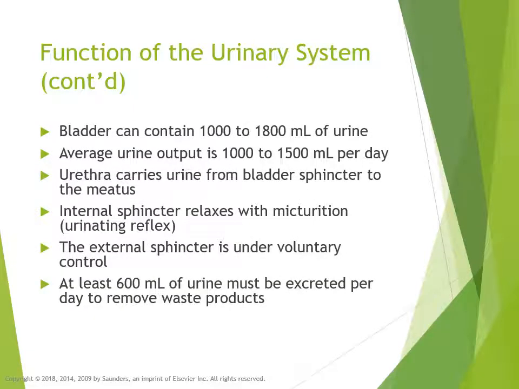As I mentioned previously, the bladder can contain 1,000 to 1,800 mLs of urine. On average, the urine output for an individual can be between 1 liter to 1.5 liters per day. Again, the urethra carries the urine from the bladder sphincter to the meatus. The internal sphincter relaxes with the micturition or urination reflex. The external sphincter is under voluntary control.